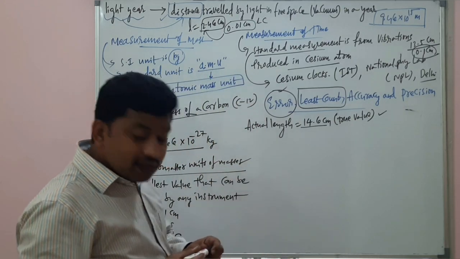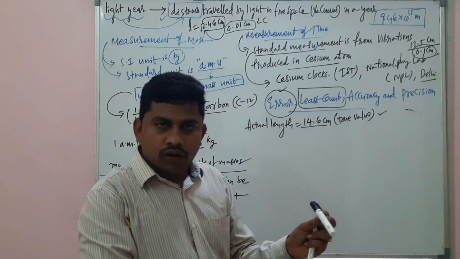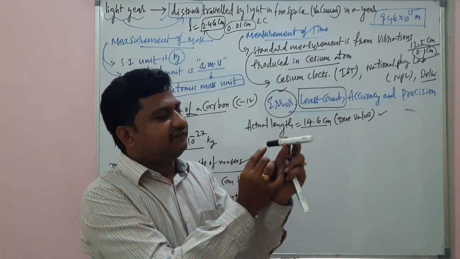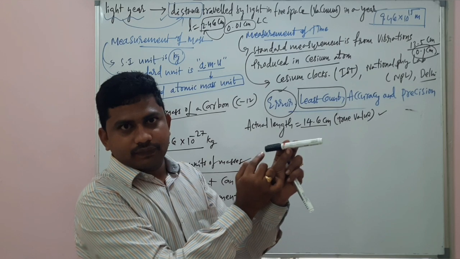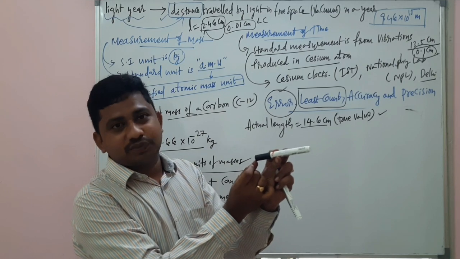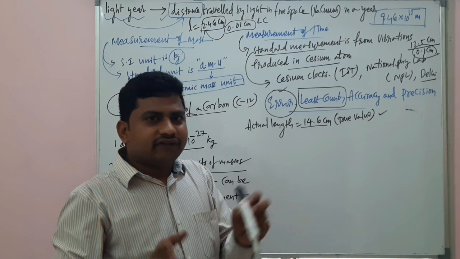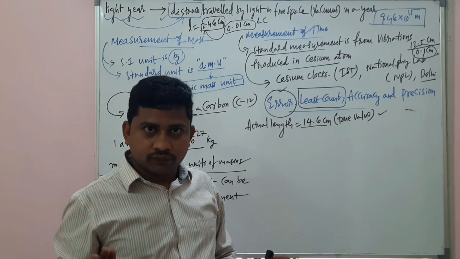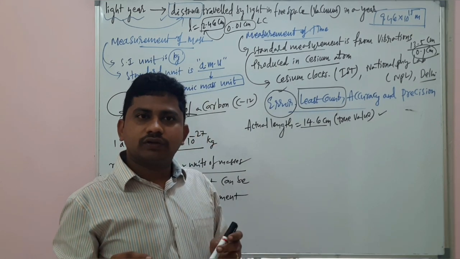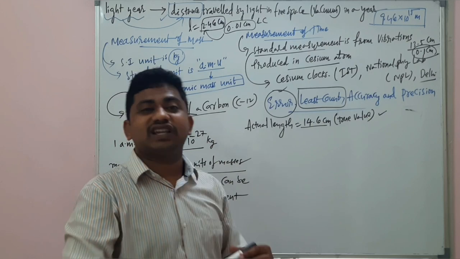Now I have measured it using the meter scale. By mistake, I have not kept the exact 0 point at the starting of the pen. I have kept it somewhere on the left side or right side of the starting point. That means definitely you'll get a wrong answer. Yes or no? For sure you'll not get the actual length, because it's a mistake of the person who is doing the experiment.